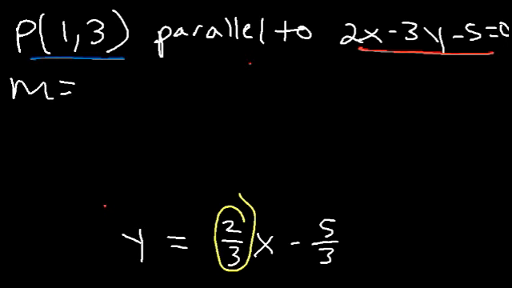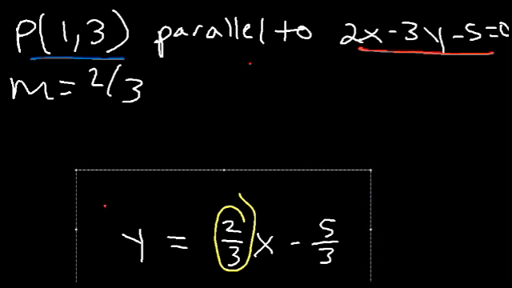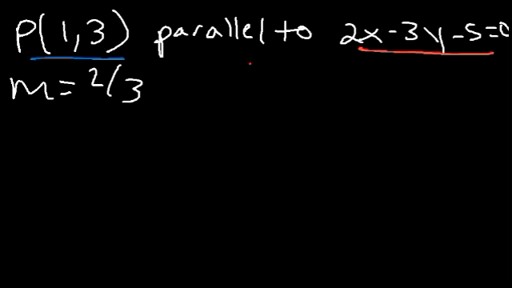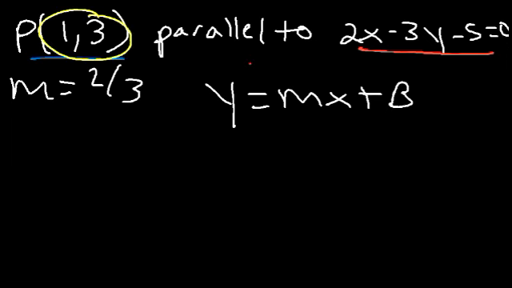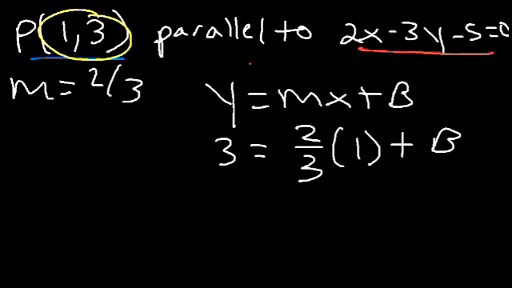So now we can write the equation of the line. Let's write it in slope-intercept form. So instead of using the point-slope equation, we're going to use this one directly. So we're going to substitute y for 3. We're going to plug in 2/3 for m and replace x with 1. And let's solve for b.